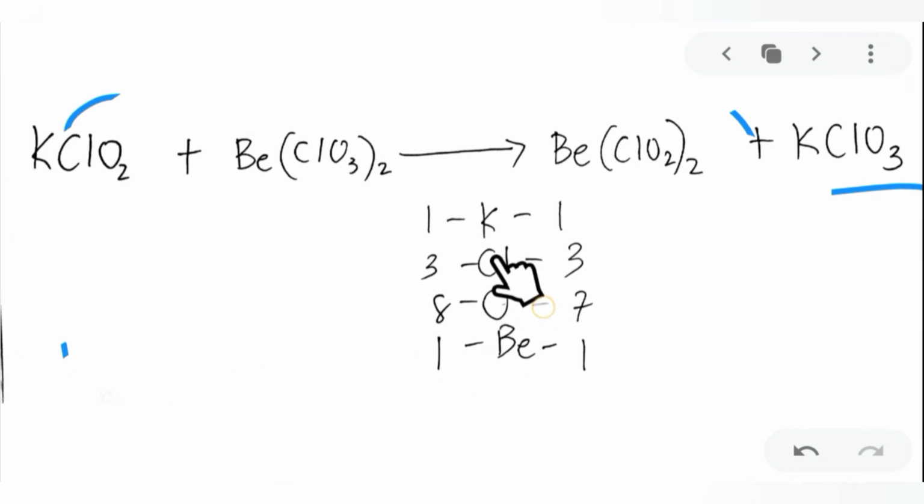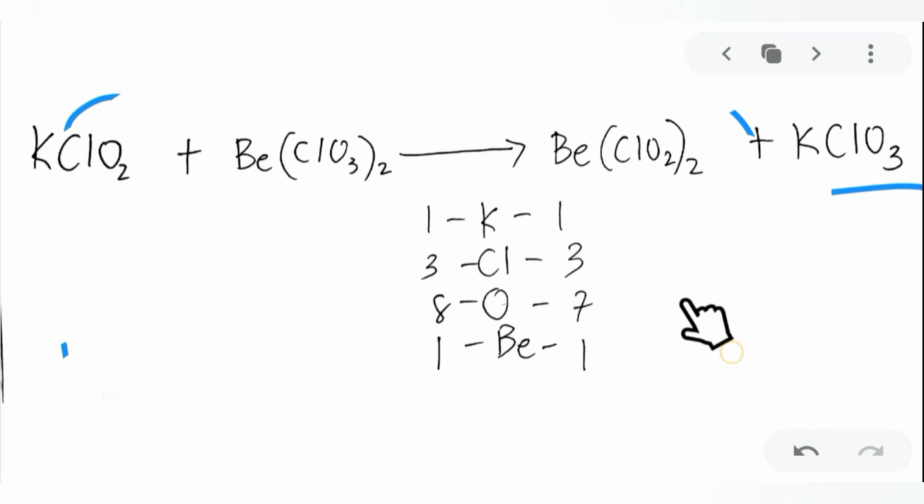We have here on the reactant side, 1 piece of potassium. For chlorine, if there's a parenthesis, you have to distribute the subscript outside of the parenthesis to the inside element. So in this case, we have 1 piece of chlorine on the inside and then a subscript 2 outside the parenthesis. So that is 2 times 1 here. 2 plus 1 here, we have 3 chlorine. And then for oxygen, we have 2. And then 3 times 2, that is 6. 6 plus 2, that is 8 oxygen here. For beryllium, we have 1 piece of that.